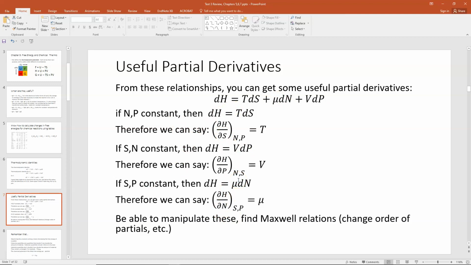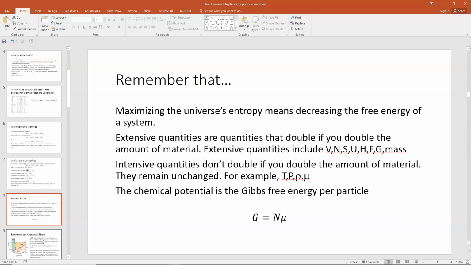So for the test, you should be able to do that, and you should also know those Maxwell relations. Remember, the Maxwell relations are what you get if you change the order of the partials. For example, if you're holding N constant, you might take the partial with respect to P of the partial of H with respect to S. Then you could flip the order that you take your partials, and that'll give you a Maxwell relation. And those things are equal. So just review those for the test. We did some homework questions on it and some in-class work.